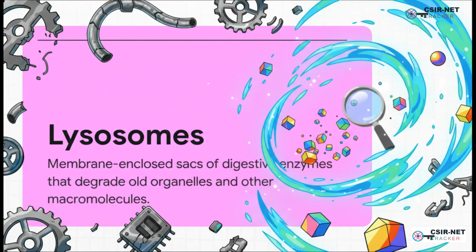And this just brilliantly illustrates the city's efficiency. I mean, nothing goes to waste. Old or broken machinery and leftover materials are sent to the lysosomes. These are the city's recycling centers, and they're filled with powerful enzymes that break everything down into reusable building blocks.